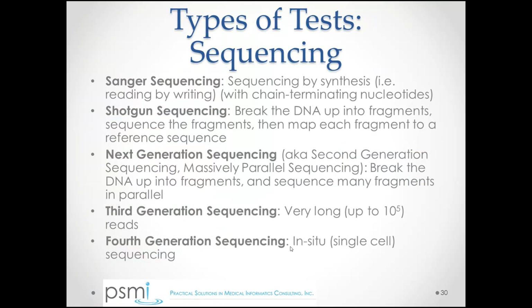Fourth generation sequencing also has considerable variability in its definitions, but often makes reference to in situ or single cell sequencing. For instance, if you take a tumor specimen, you're not just crunching up all the DNA and analyzing it as a whole, but really looking at the DNA of this particular cell, and of this particular cell, and that allows you, for instance, to track the lineage of mutations in that tumor.